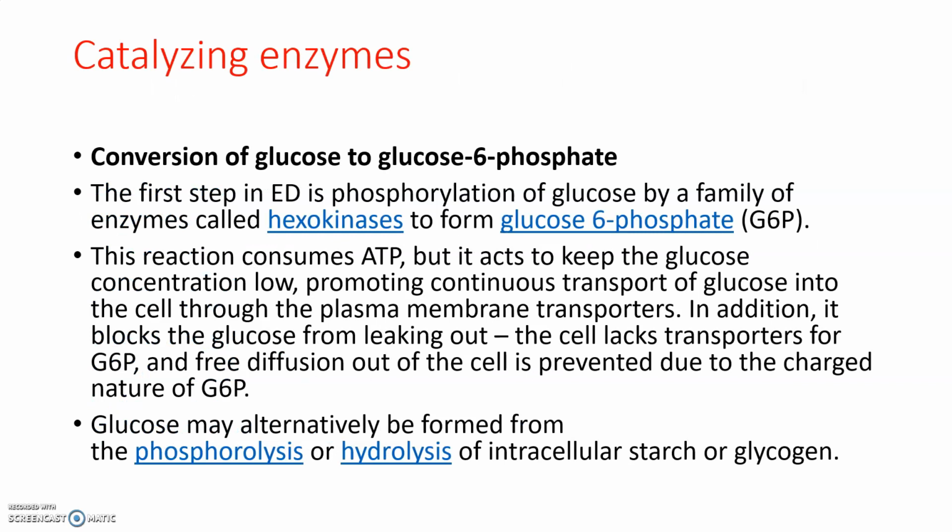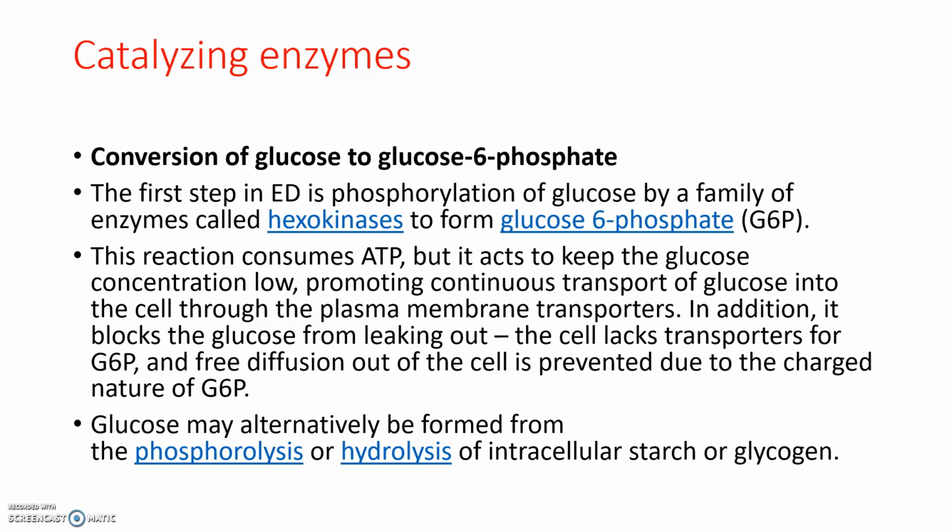Now coming to the catalyzing enzymes, how the process takes place. First step is the conversion of glucose to glucose 6-phosphate. The first step in the ED pathway is nothing but phosphorylation of the glucose by a family of enzymes called hexokinases to form glucose 6-phosphate. This reaction consumes ATP, but it acts to keep the glucose concentration low, promoting the continuous transport of glucose into the cell through plasma membrane transporters.